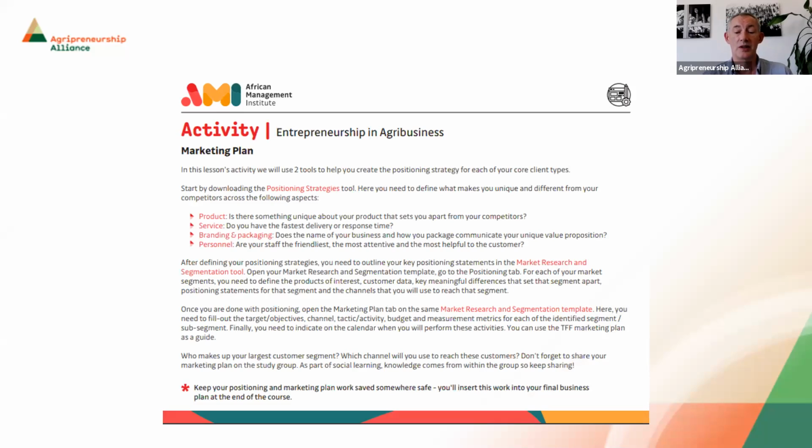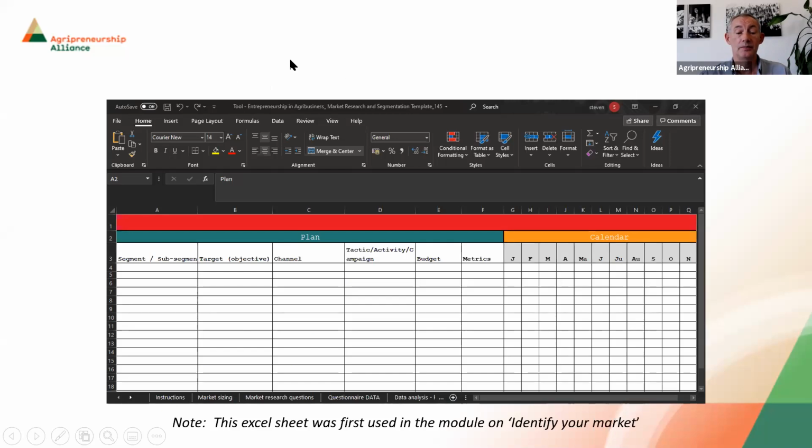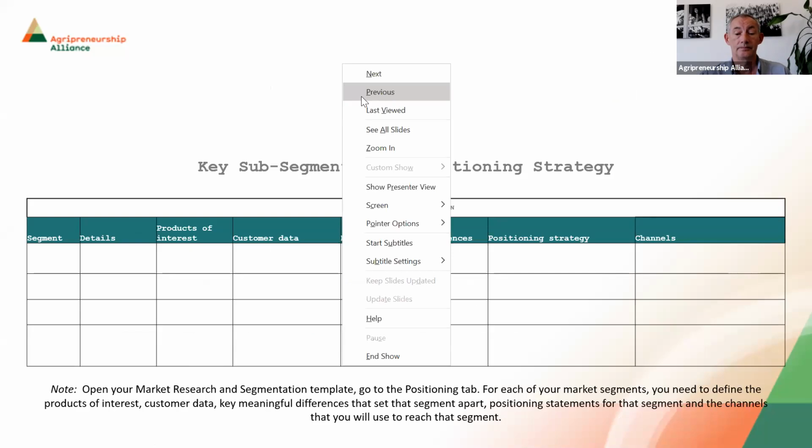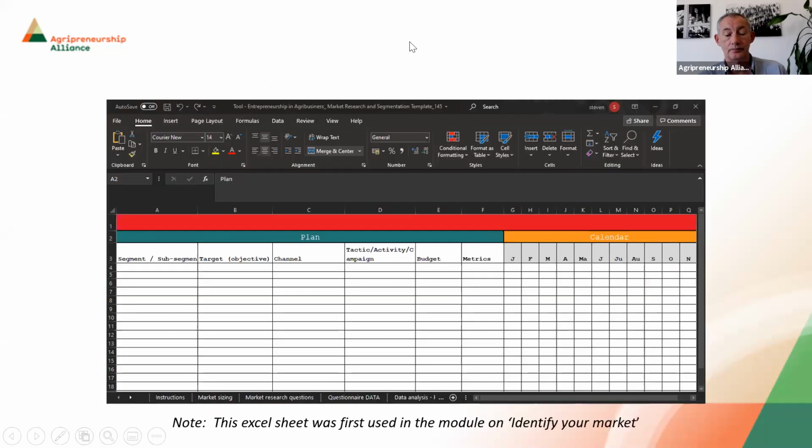then to look at the market research and segmentation tool. So I've already talked about the positioning strategies document. I don't need to go to that one again, unless you have some questions for us. But in terms of the segmentation tool, this is a tool that you will already recognize. It's something that you would have downloaded and started completing in the module on Identify Your Market. And so you will have already started working on this document and completing your market sizing, your market research questions. You will have already had the data that you will have sourced from your potential customers, whether that's individual customers or supermarket chains, for example. But what we would now ask you to do is to complete 2 further segments of this document.